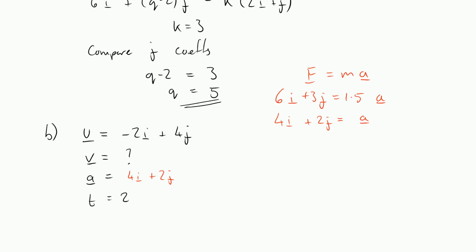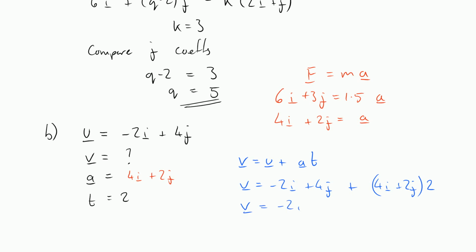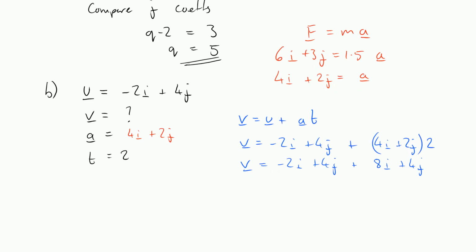Now, time to finish the question using one of our suvat equations. So in this case, I'm using v is equal to u plus at. To find that final velocity, I need the initial velocity, which is minus 2i plus 4j. And I need the acceleration, which is 4i plus 2j, multiplied by time, which is 2. So my vector v is going to be minus 2i plus 4j plus 8i plus 4j, which gives me 6i plus 8j.